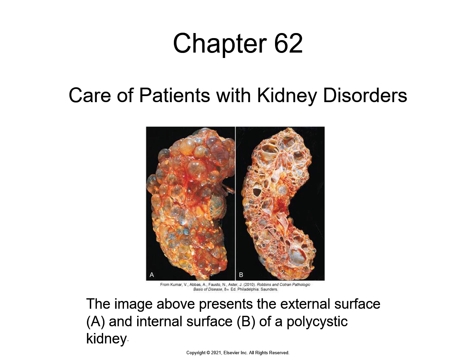So this is chapter 62 of your renal series. This is care of patients with kidney disorders. And the picture you see here before you is a polycystic kidney. That is an external and internal view of a polycystic kidney, and we're going to talk about that.